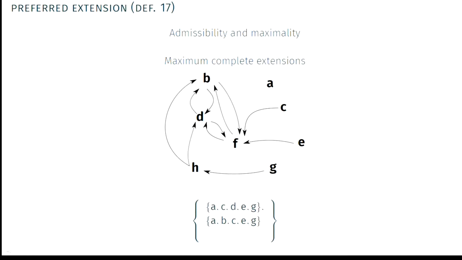Preferred extensions instead are trying to maximize the set of arguments you can bring inside. This might leave room for uncertainty. So you don't know which one is the right one, let's say, because you can have multiple extensions. But each extension is a complete extension and is a maximum. Okay?